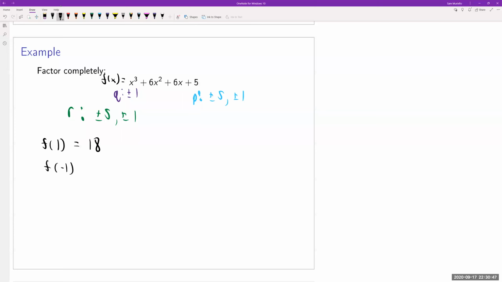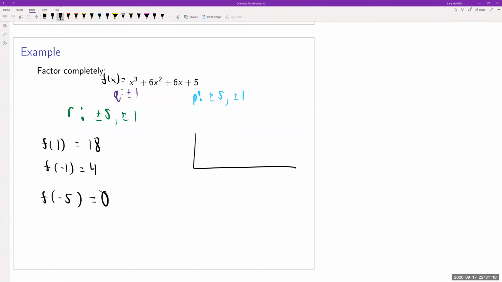Let's try the others. f of negative 1 comes out to be 4. Not quite there yet. Let's try negative 5. f of negative 5 comes out to be 0. That's it. That's what we were looking for. So let's stop and let's factor this out.